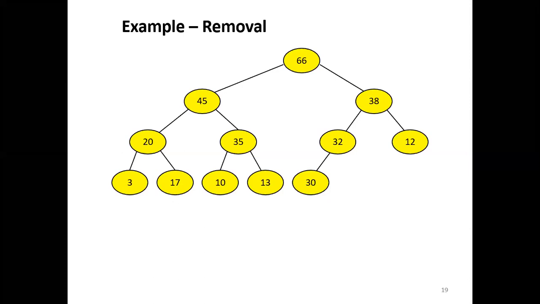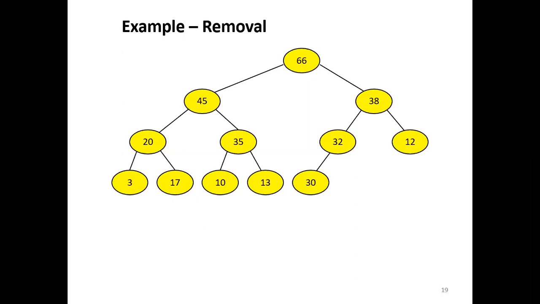Now let's use this as an example. This is the heap, this binary tree that we have. Which of these nodes do you think is the right one to be removed? The right one to be removed is 66, which is the root node. The reason is that it's the one with the highest priority for a max heap.